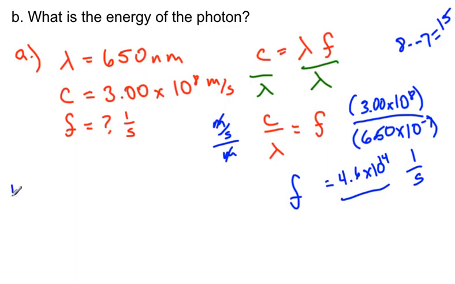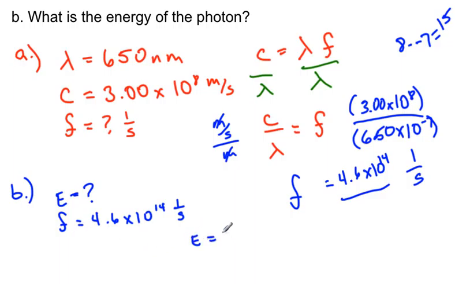Right, now we want to know what the energy is. So the energy of this photon, we don't know. Well, we know the frequency of it. We just solved for that. It's 4.6 times 10 to the 14th 1/s. We know, well, what equation has energy and frequency? Well, how about this one? The energy of a photon is equal to Planck's constant times the frequency.